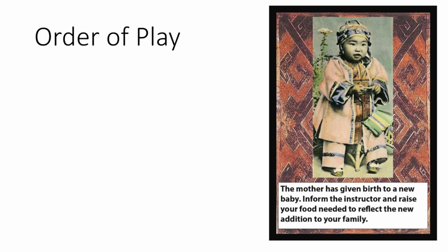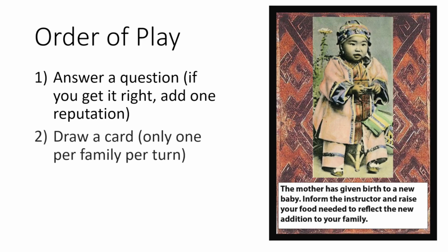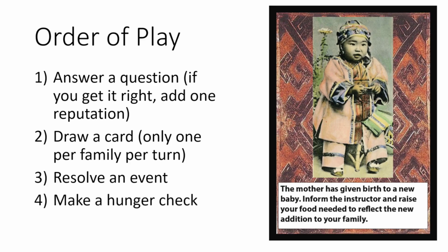So each turn, you will be asked a question, and if you get it right, add 1 reputation. Reputation symbolizes how much people like and respect you, and you can spend it to get people to give you food if you run out of food. So that's why that's useful. Then you would draw a card, and it's only 1 per family per turn, so you don't each draw one, one person would draw that card. Your instructor will then give you an event, which you will need to resolve, and then you will finally make a hunger check.